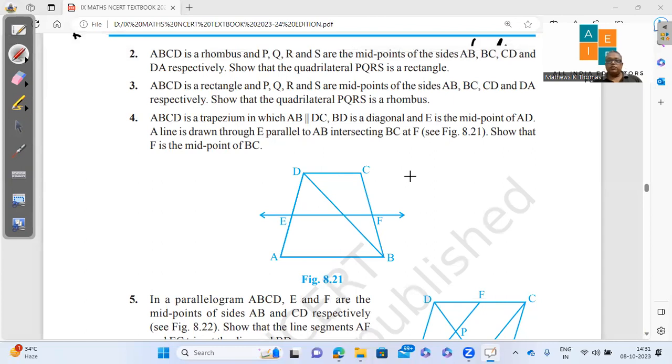Moving on to question number 4. ABCD is a trapezium in which AB and CD are parallel. BD is the diagonal, E is the midpoint. So DE and EB are already given equal.